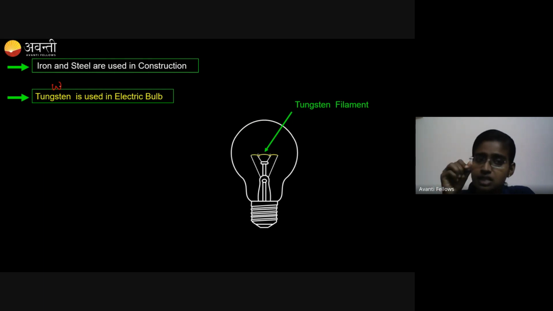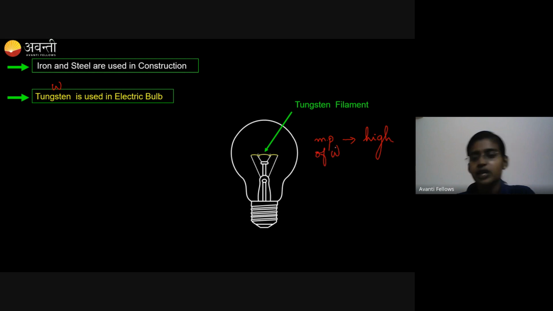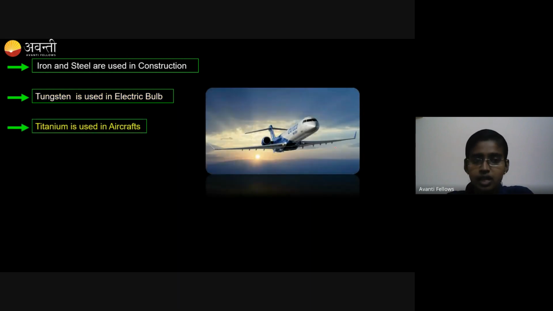So why is tungsten, a d block element, used in the filament? Because the melting point of tungsten is very high. Good. That's why it is used in the filaments, to withstand the temperature. And titanium metal, again a d block metal, is used in aircraft, for making the plates.